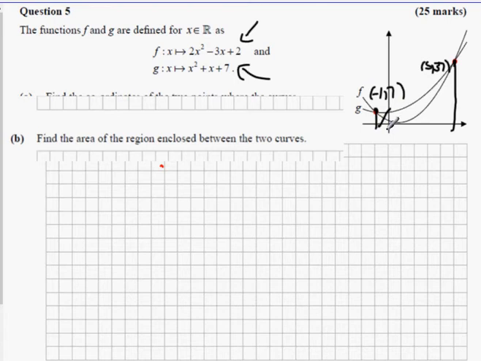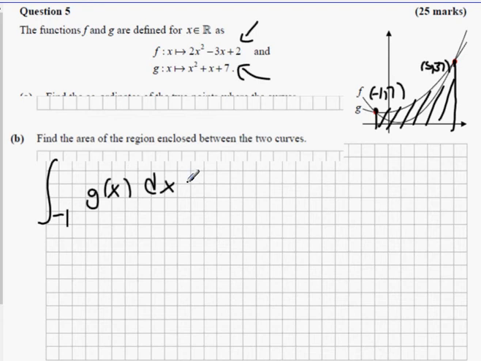The black region is the integral of f of x. So it's the integral of f of x dx, oh sorry, g of x dx, excuse me, it's underneath g, not f. So it's the integral of g of x dx. And what are the limits? It starts at minus 1 and ends at 5.